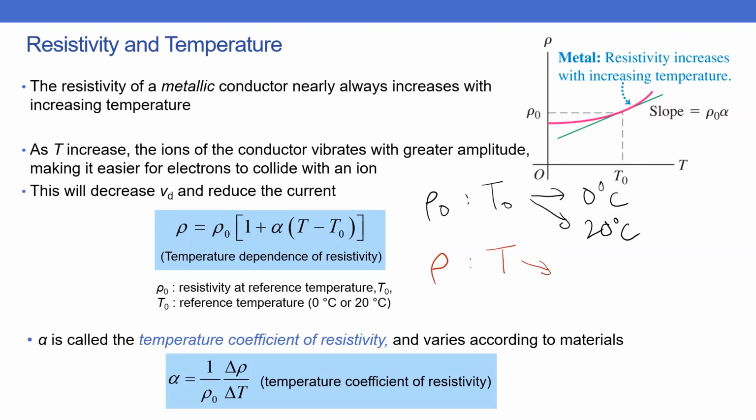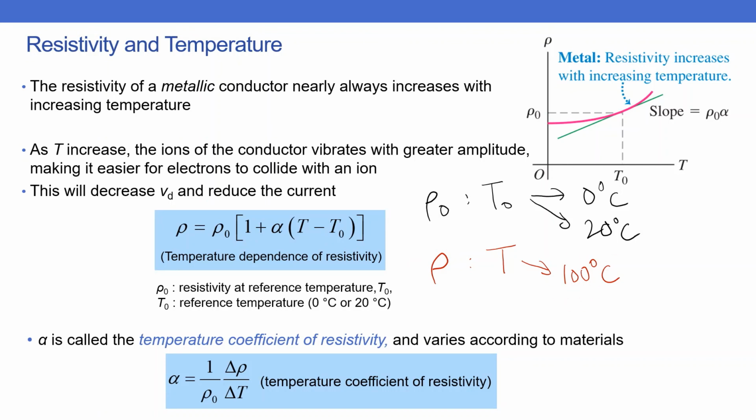Maybe I want to know what will happen to my resistance when I increase the temperature to 100 degrees Celsius. So T naught will be 20 according to the table, and then T will be 100 degrees. Rho naught you can already check from the table, and then you can finally use the equation to find the new resistivity at 100 degrees Celsius.